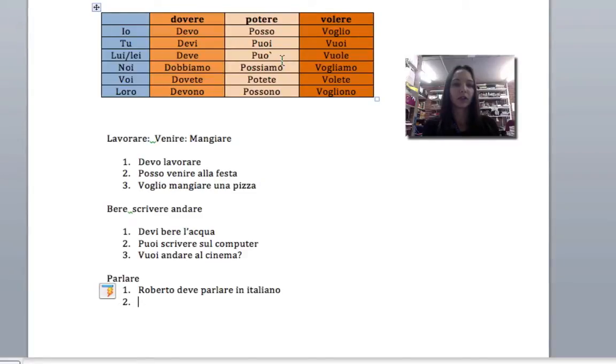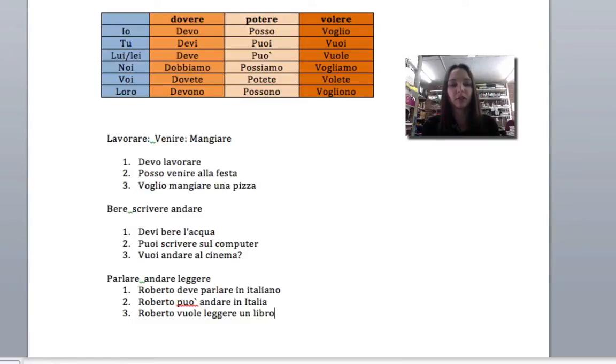We want to say Roberto can go to Italy. Roberto può, we need to look up the word to go, andare, può andare in Italia. And another example, something that he wants to do, he wants to read a book. So to read is leggere. Roberto, we just look up the he, she form, vuole, and copy out leggere. What does he want to read? A book, un libro. Roberto vuole leggere un libro.